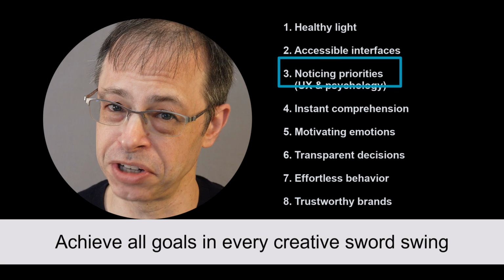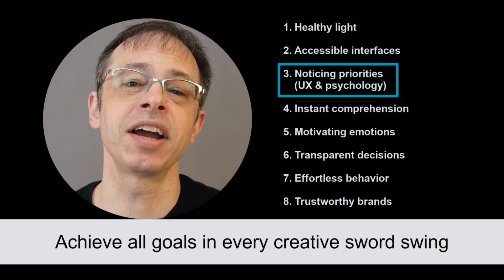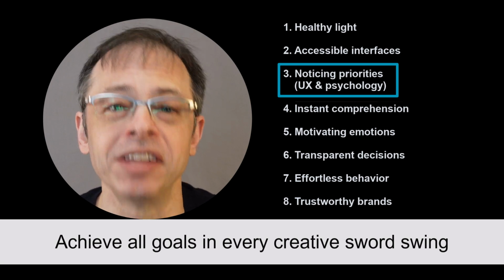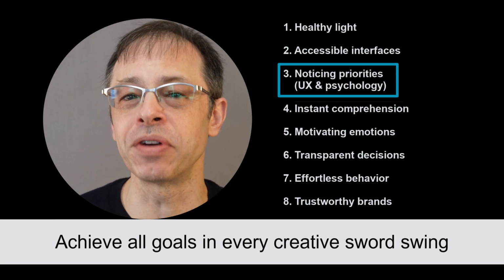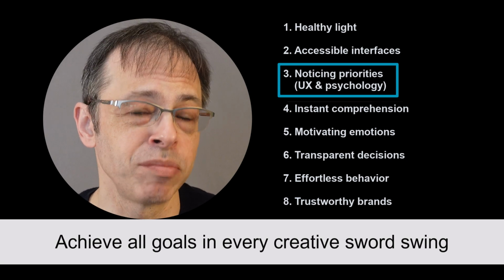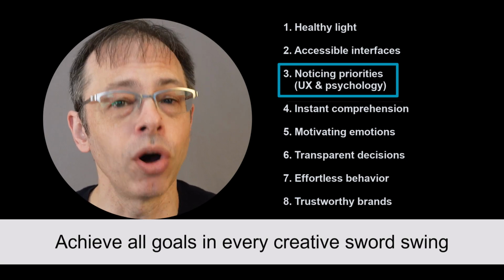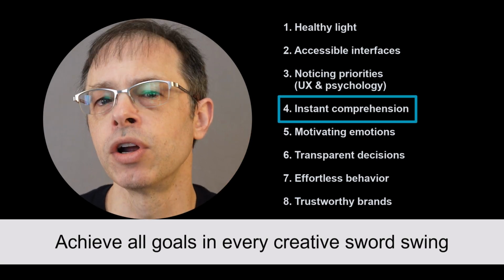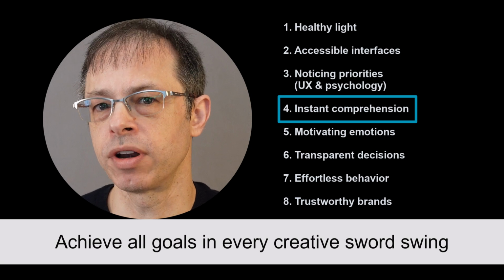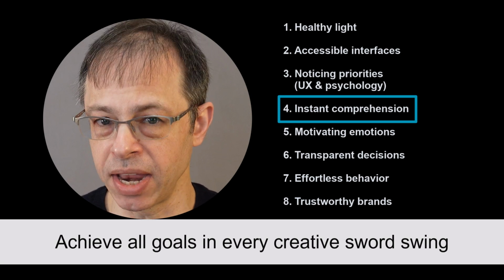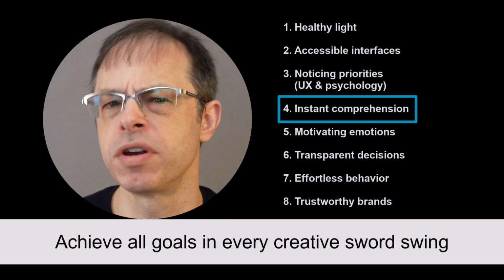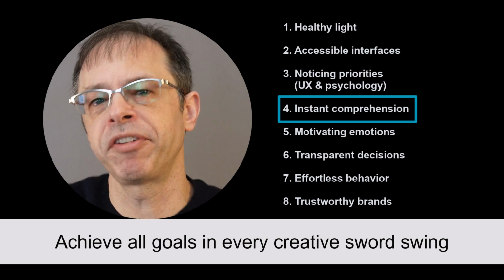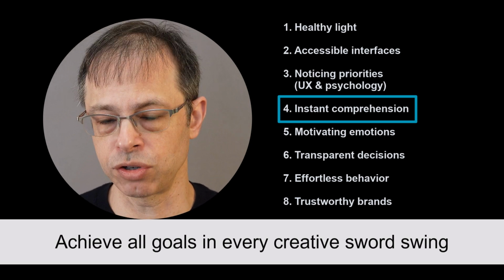Number 3, noticing priorities. It's hard to design a user interface for people when they don't notice the user interface. It's hard to nudge people when they don't notice your nudges. So we'll spend a lot of time looking at how we make our products more intuitive, but also more persuasive. Number 4, instant comprehension. Color is a very important factor in communicating the meaning of things to people. I'll go through a number of meaning conveyance visual design strategies, but we'll also be looking specifically at how we combine them with color strategies.